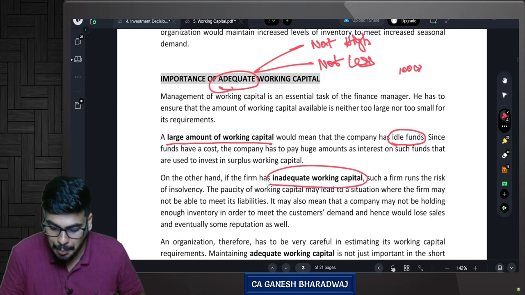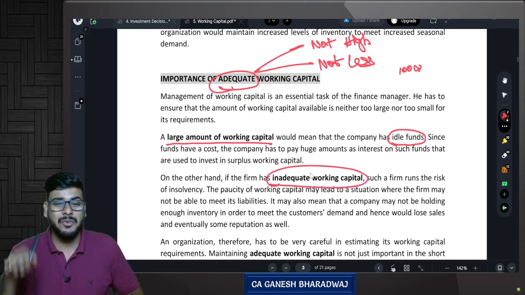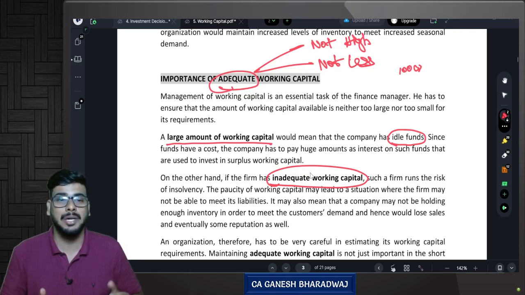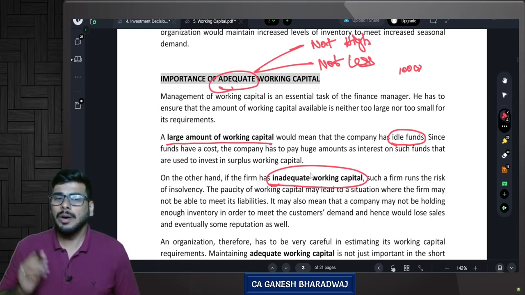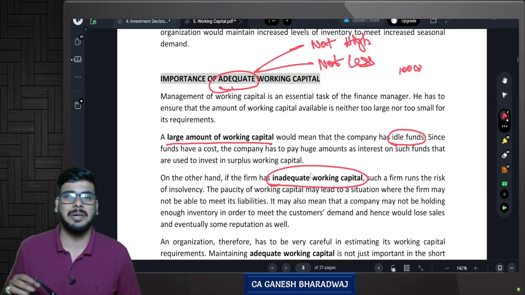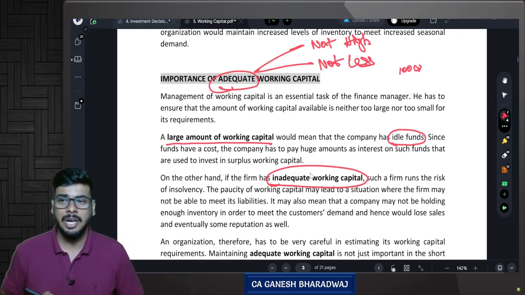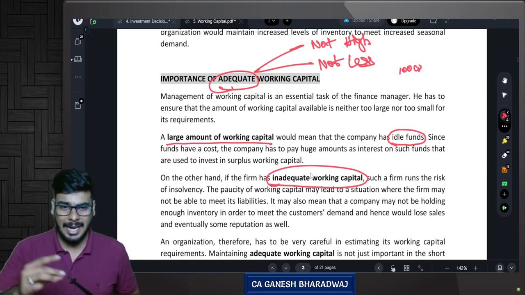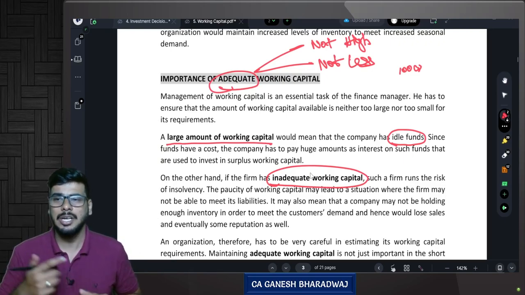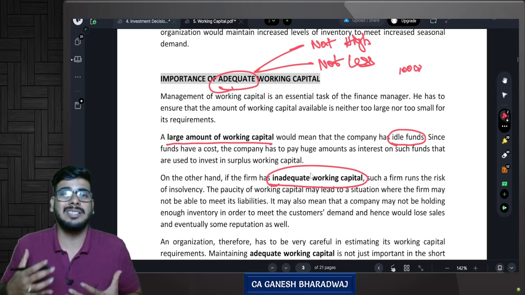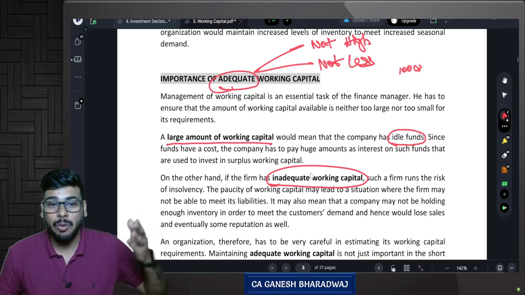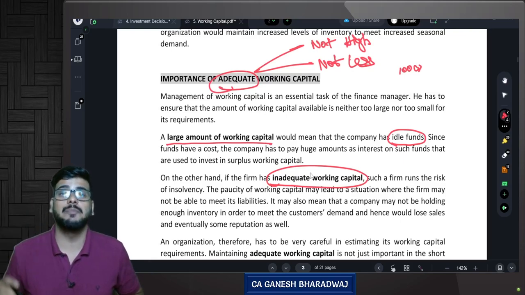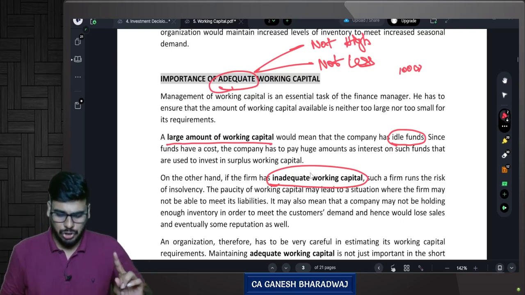That is also bad. Inadequate working capital. If you have a lesser working capital, what will happen? You will not be able to meet your day-to-day commitments. Let us say you are investing a lesser amount of money in purchasing your stocks and all that. You get a huge order today. He's saying, I immediately want this particular order, so give it to me. Because of lesser working capital, you are not able to fulfill that order. So now what happens? You are losing out on your business. So there will be some opportunity losses and all.